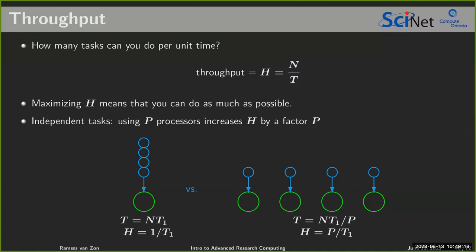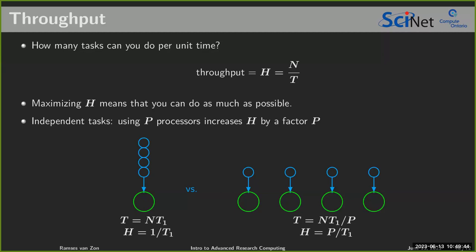The way you quantify that is to look at the throughput. So throughput is a very important concept, maybe the most important concept in supercomputing. It's how many tasks you can do per unit time. I've called it H because all of the other letters were taken, but it's the number of tasks per time. And don't take this too literally, but that's what it means. So if we maximize this throughput, we get done as much as possible. So that's what we want.